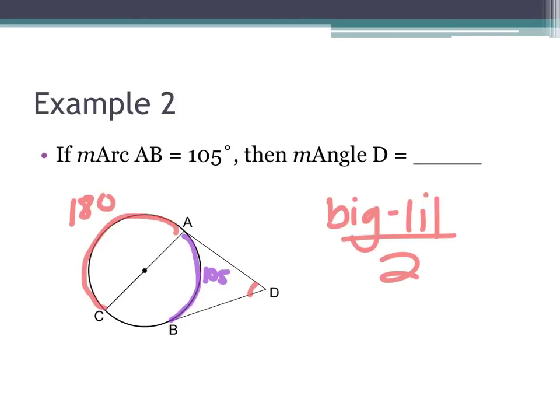You're still missing the other part of the arc, though, because the big arc in this one is all the way around from A to C to B. So it would be 180 and then subtract 105. Which would be 75, right? And then add them all together. 255.